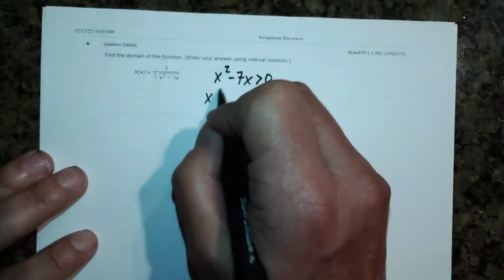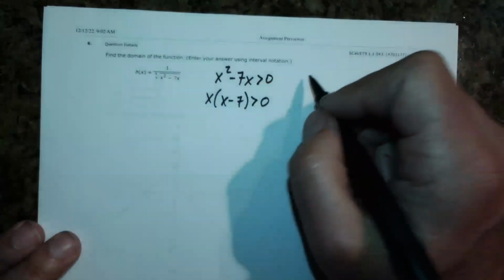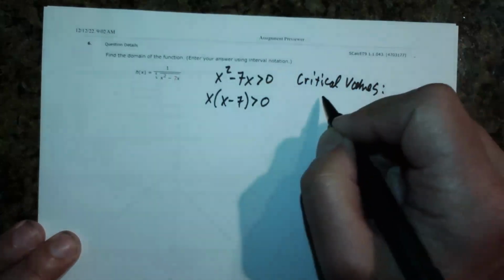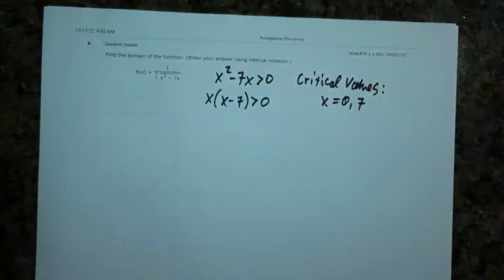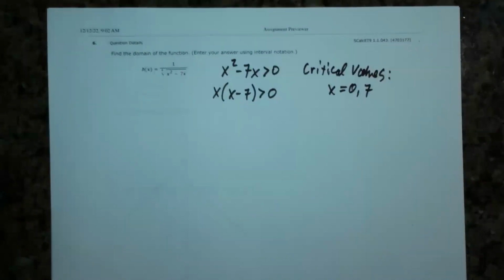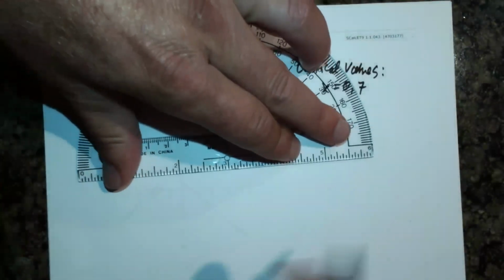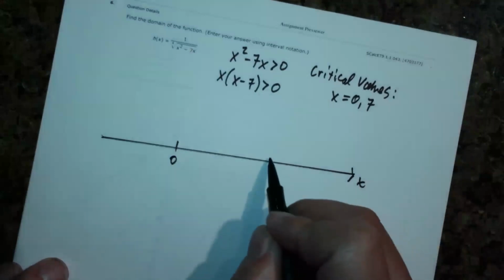I'm going to go ahead and factor this. And it looks like my critical values, meaning the x values that make the whole thing equal 0, are going to be 0 and 7. And now I'm going to need to refocus a little better. All right, so now we're going to do a number line. So we have 0, we have 7.